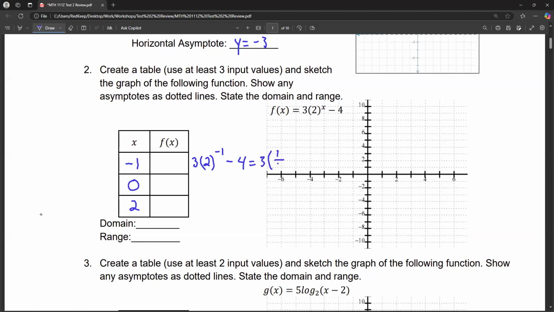I'll invade my graph for a second, and I can erase it though. But I just wanted to show you that's what I'm talking about with that -1 exponent. It just puts that value down into the bottom of a fraction. So 3 times 1/2 would be the same as saying 3/2, if you'd like.